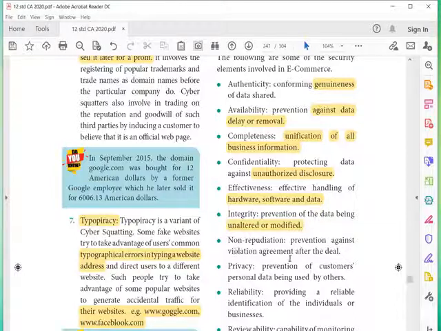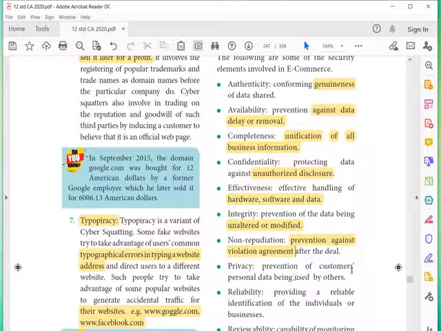Non-repetition, prevention against violation of agreement after the deal. For example, you may see many things. If you enter a website, they will ask, we will take our content from the cookies, but we swear that we will not use it for any other illegal things. If so, it should be maintained like that. That means our username, password, or our profile picture should not be shared with anyone.